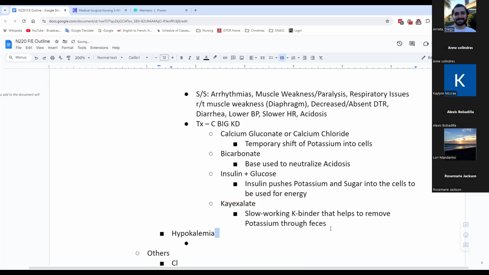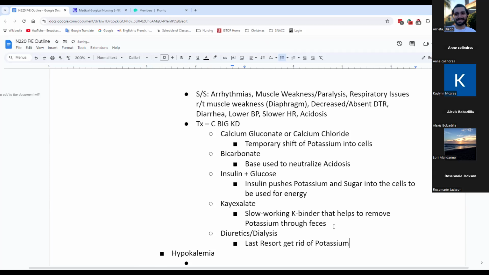And then D is for diuretics or dialysis. Probably dialysis more than that. I've never seen diuretics used for someone trying to do this, I guess. I think this is usually a last resort. We need to get rid of it. Kind of like your last resort to get rid of potassium. Yeah, I've seen more dialysis than diuretics.